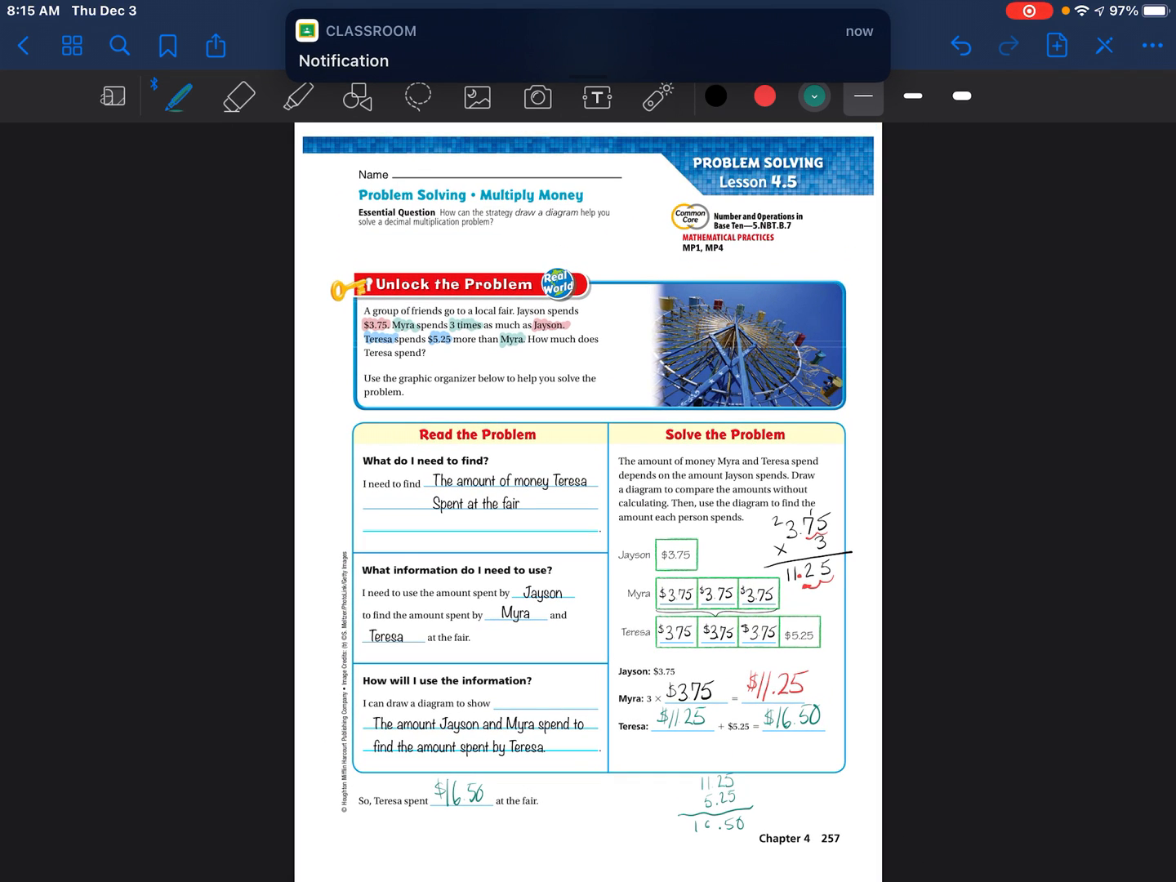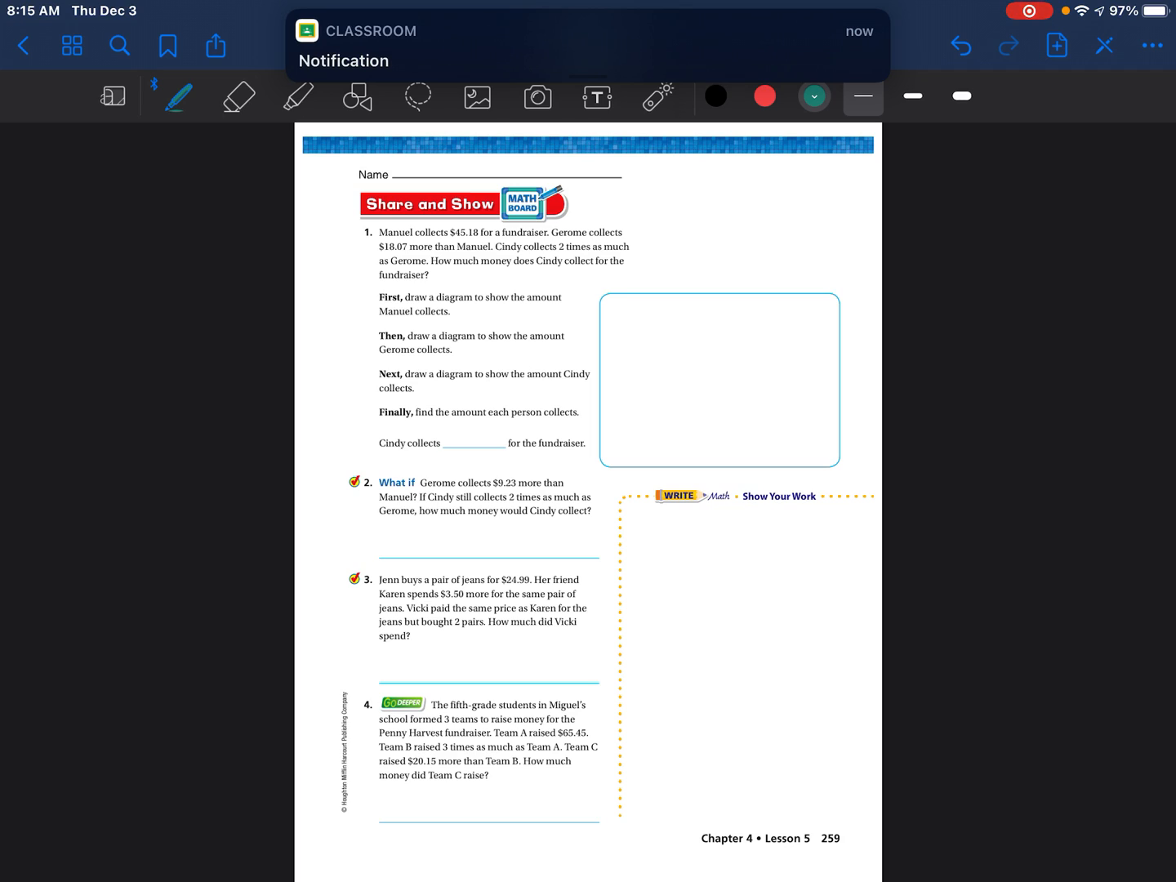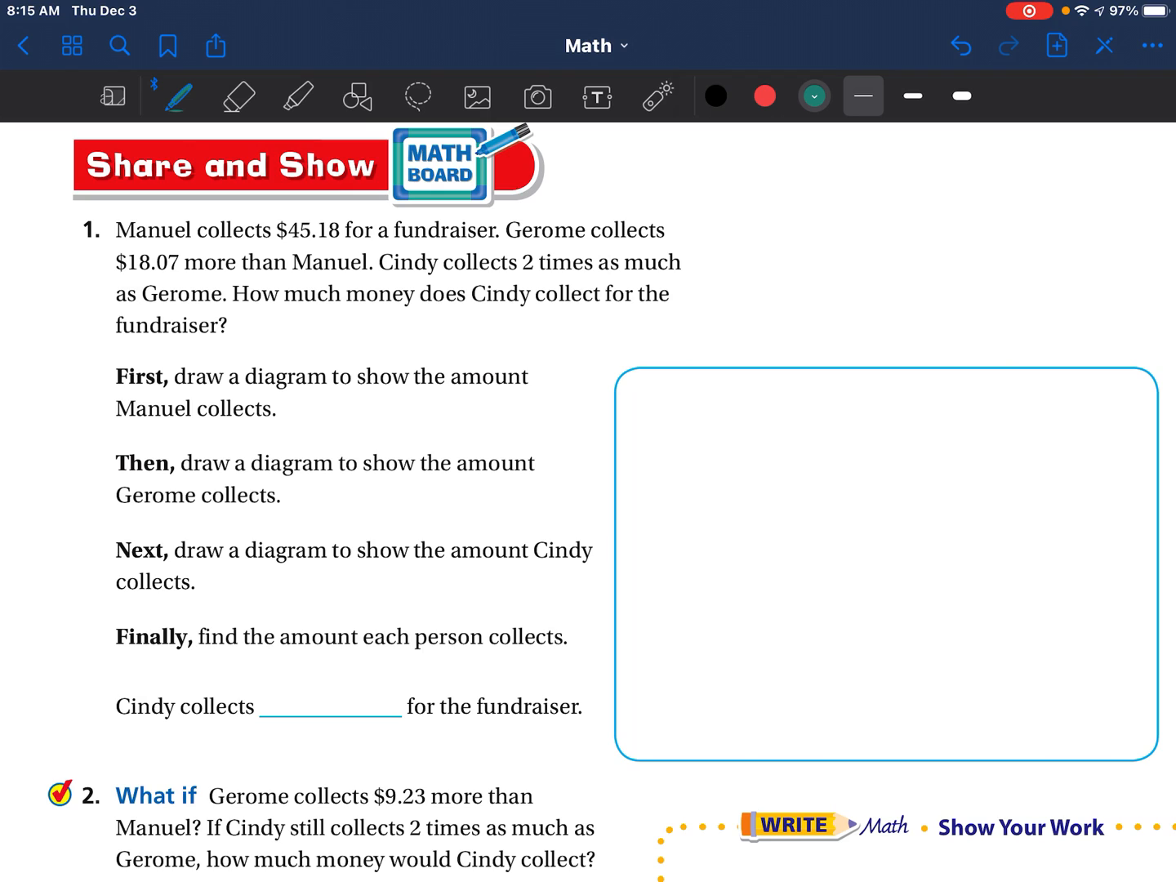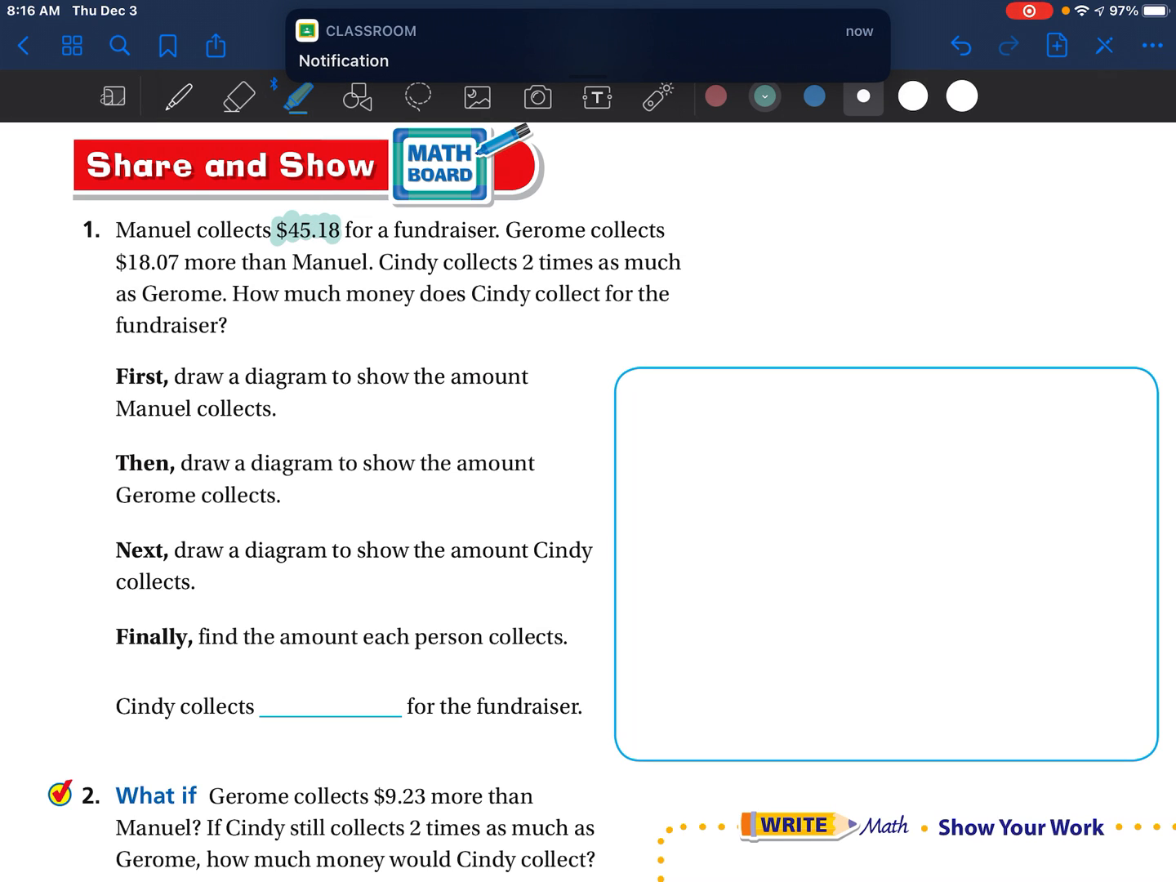All right, we're going to skip right to page 259, and it is the Share and Show. Let's go ahead and read this. It says, number 1, Manuel collects $45.18 for a fundraiser. Jerome collects $18.07 more than Manuel. Cindy collects 2 times as much as Jerome. How much does Cindy collect for the fundraiser?